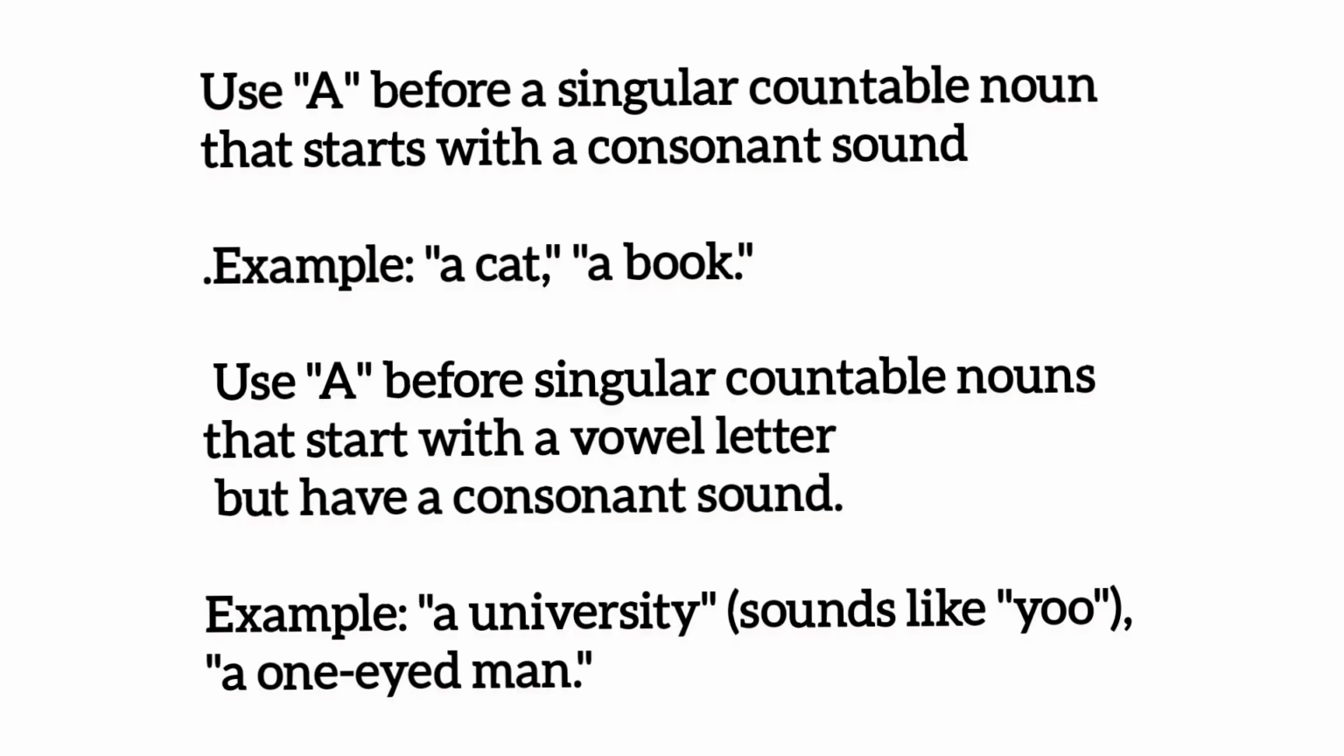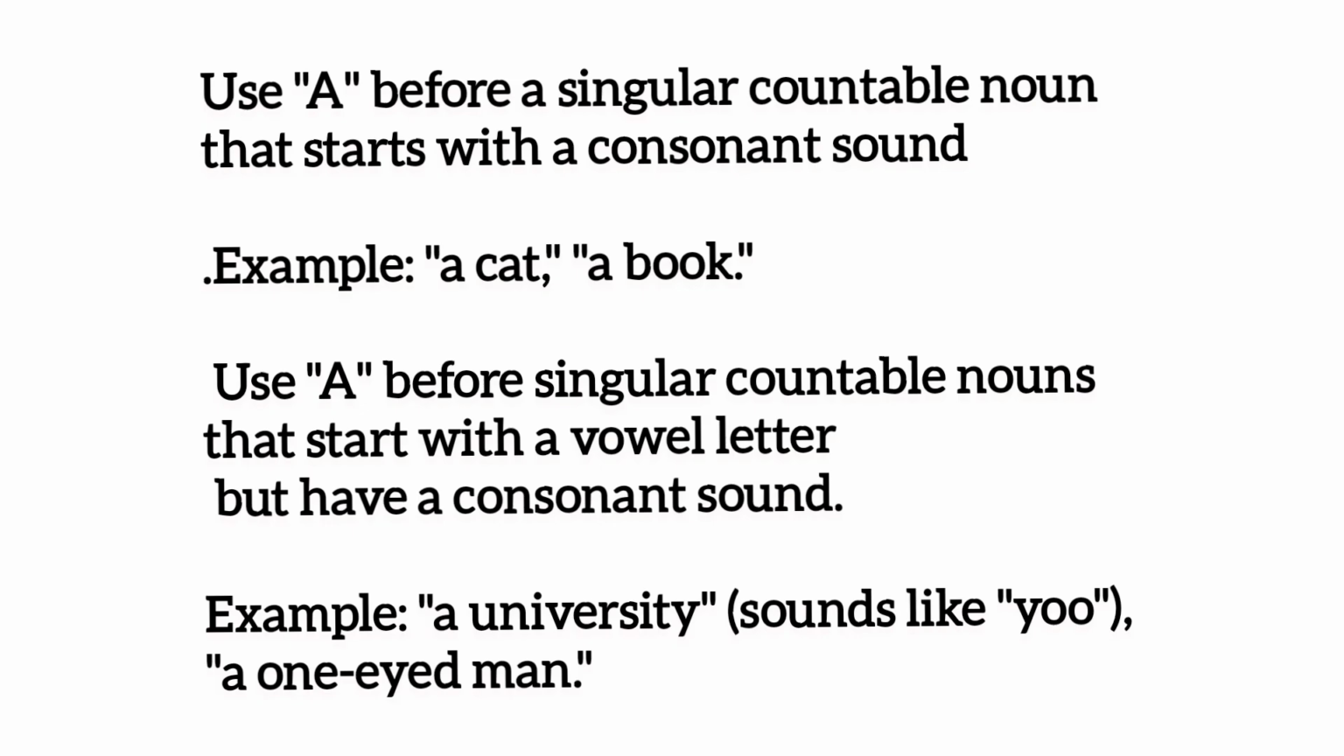Use a before a singular countable noun that starts with a consonant sound. Singular countable noun but consonant sound. For example, a cat, a book. Use a before singular countable nouns that start with a vowel letter but have a consonant sound. For example, university. U, what is the letter? Vowel letter but consonant sound.